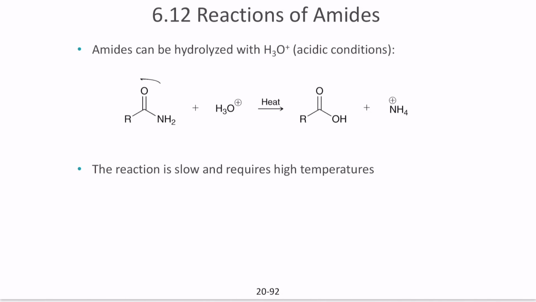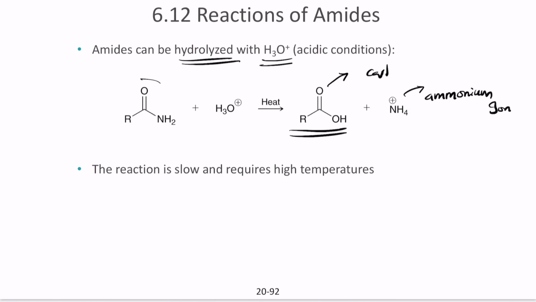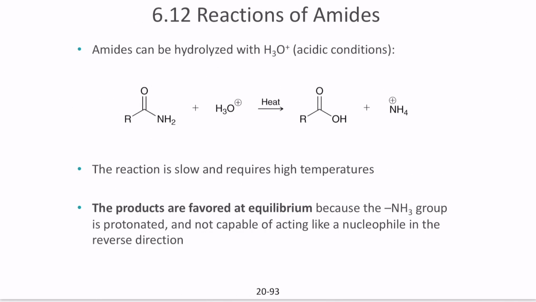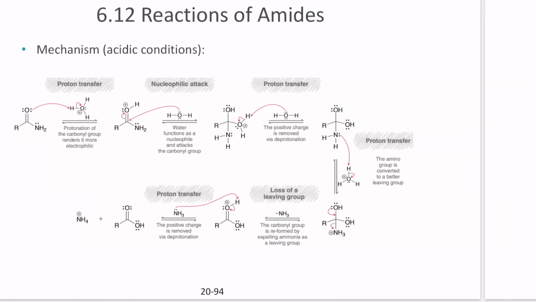Amides can also be hydrolyzed with H3O+. When you hydrolyze them, it creates carboxylic acid and ammonium ion. So the reaction here is very slow and it requires very high temperatures. One workaround is that the products here are always favored. There is no reverse reaction happening here, because the OH group cannot act as a nucleophile and go back and form NH4+. So that's why the reverse doesn't occur here.